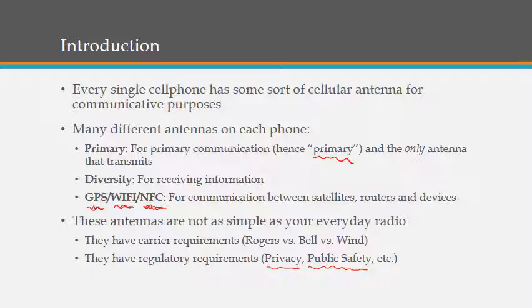So these antennas aren't as simple as a normal radio antenna. So they have various requirements, like Rogers would need a different antenna for one phone, where Bell would need a different one, and Wind would need a different one. So they also have a bunch of regulatory requirements where the federal agencies need privacy settings and public safety, so to keep the public safety all in check.